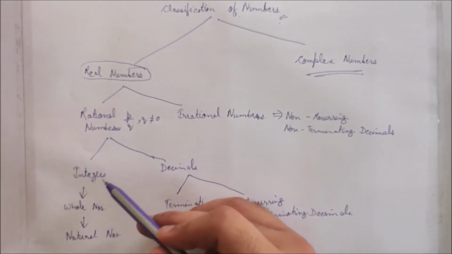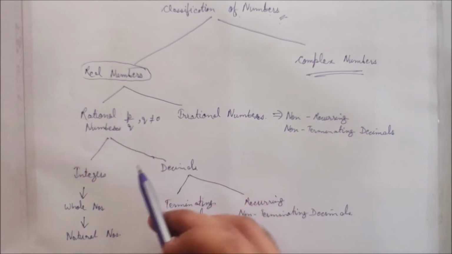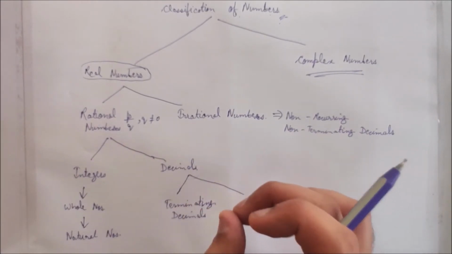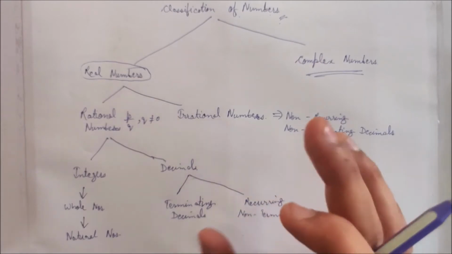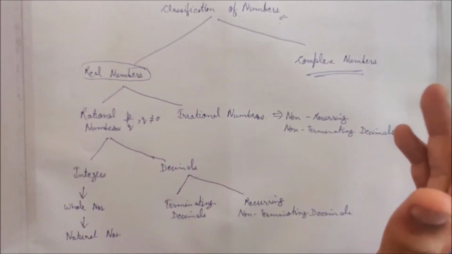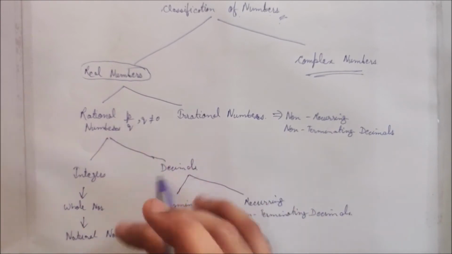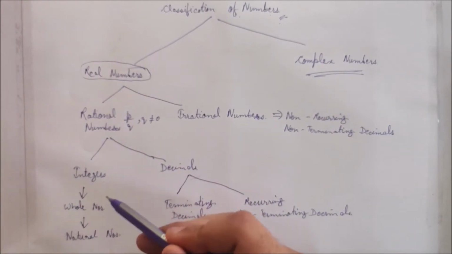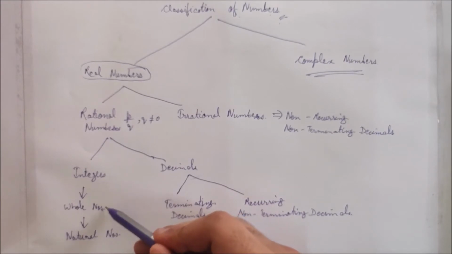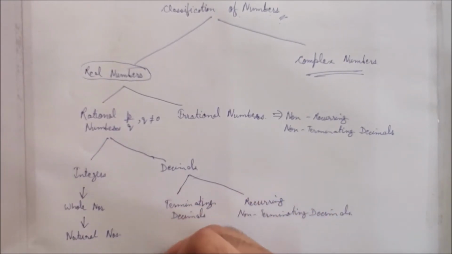Rational numbers are further divided into two categories: integers and decimals. Decimals, you know, have a decimal point included in them: 0.5, 1.75, -1.25, whatever. It's all decimals. Integers have two categories under them: whole numbers and natural numbers. I'll begin with the bottom-up approach. Natural numbers are the numbers which begin from 1, 2, 3 and go on till infinity. Natural numbers do not have a 0 in them. That's the unique characteristic about natural numbers. It does not have a 0.